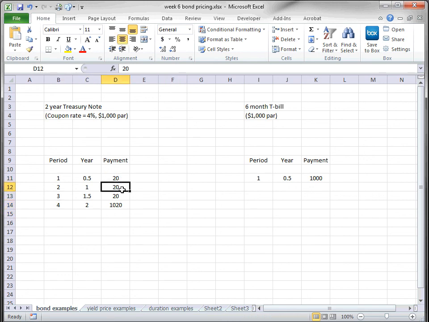In the first 3, we're going to get a $20 payment, which is our $1,000 par times 4%. So this equals $1,000 times 0.04 divided by 2. And that's what they're all going to equal down here. Plus at the end of the 4th period, we get our par $1,000 back. So those are the payments associated with the Treasury note, 2-year 4% coupon rate.